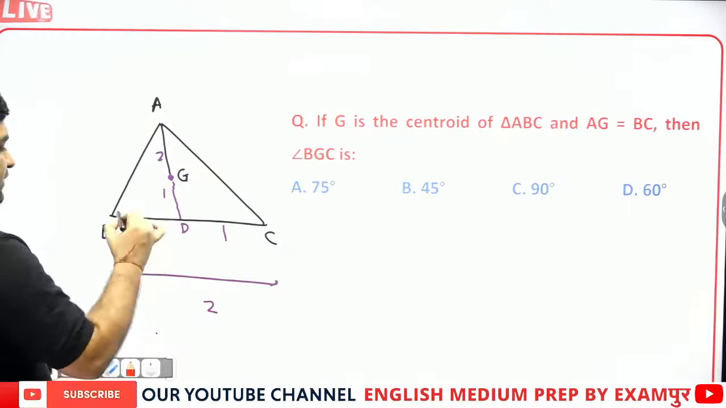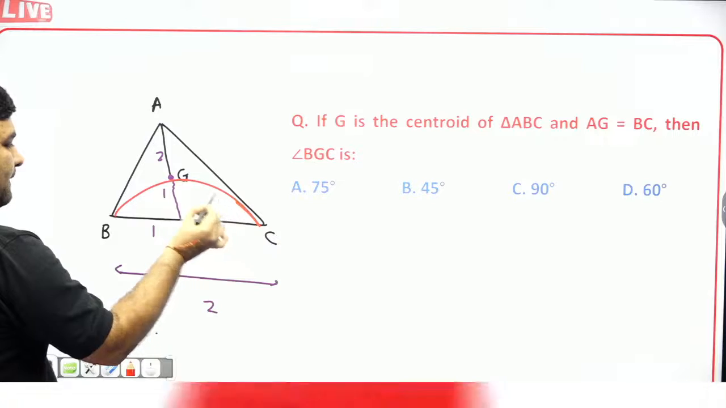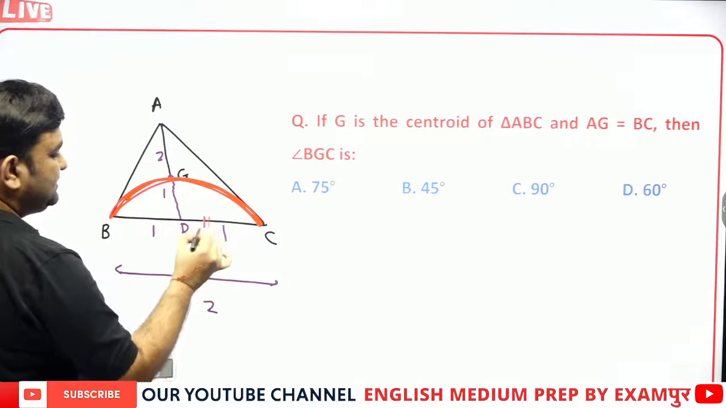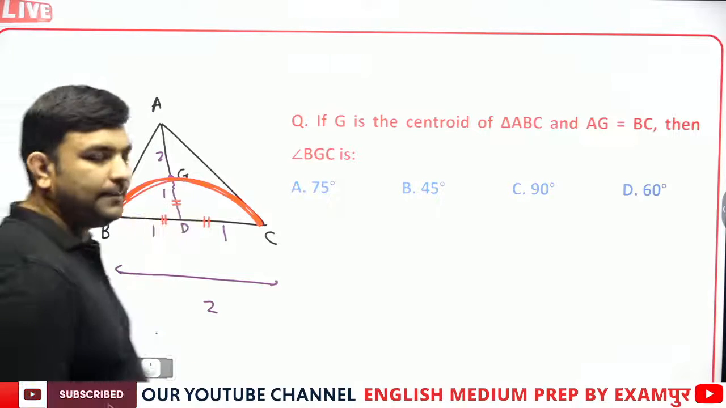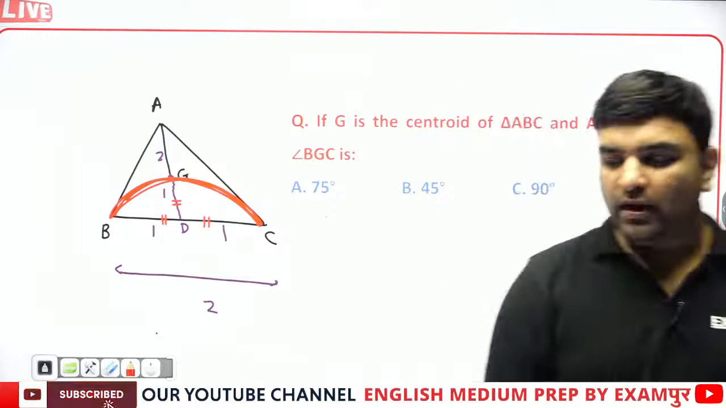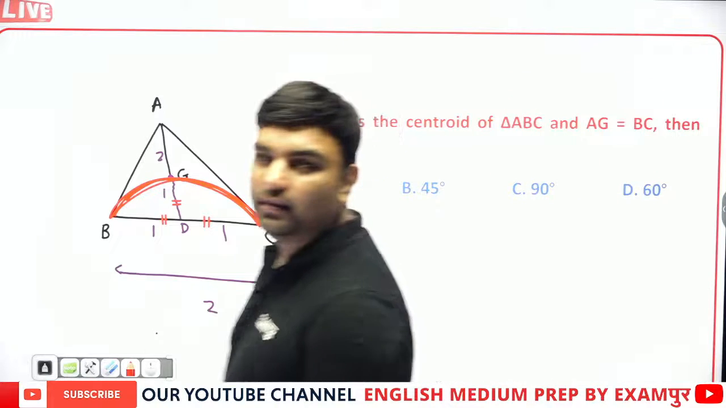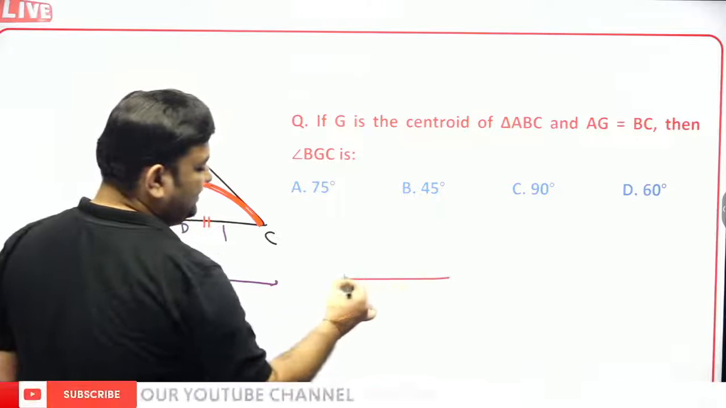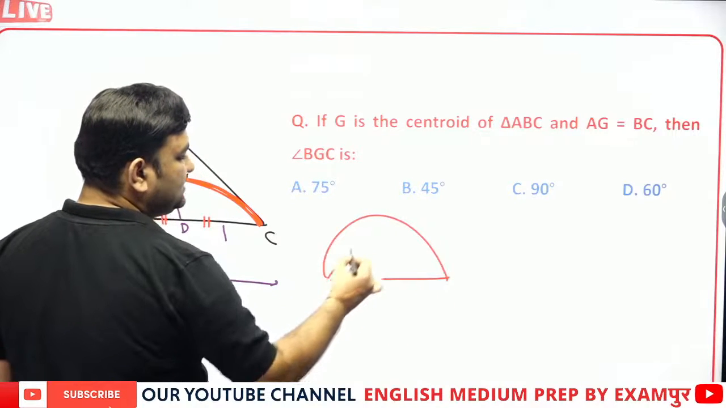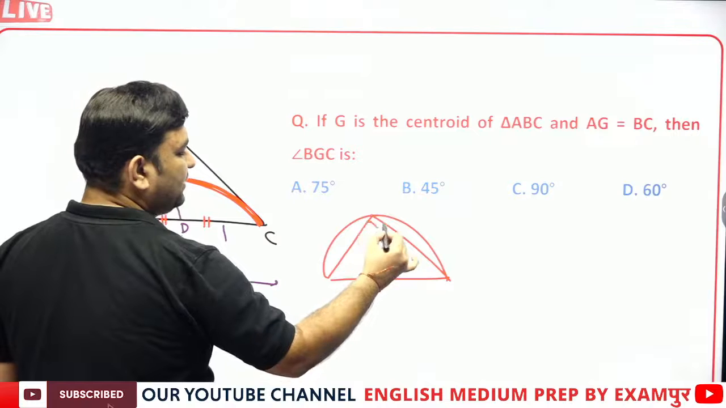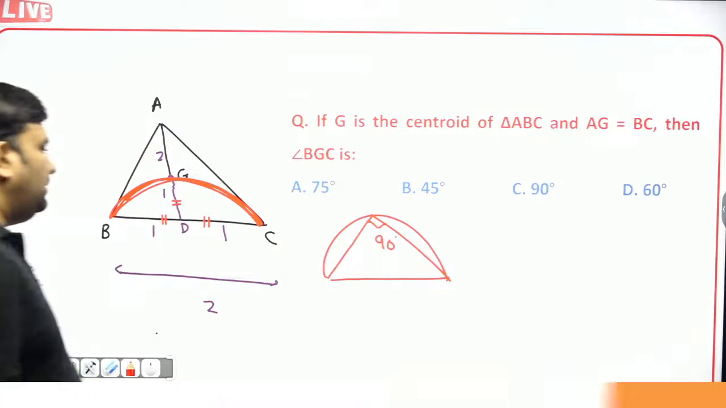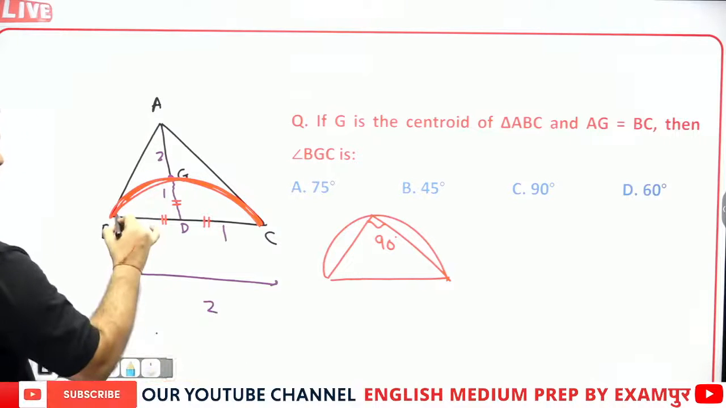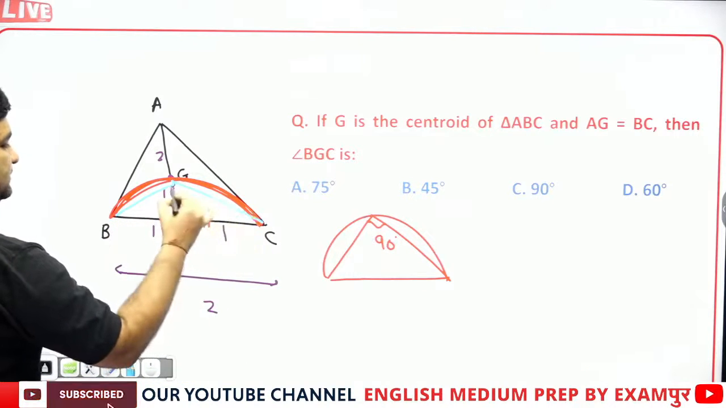Now, some of you can visualize a circumcircle over here. Radius, radius, radius. An angle subtended in a semicircle is always a right angle. So BGC is 90.